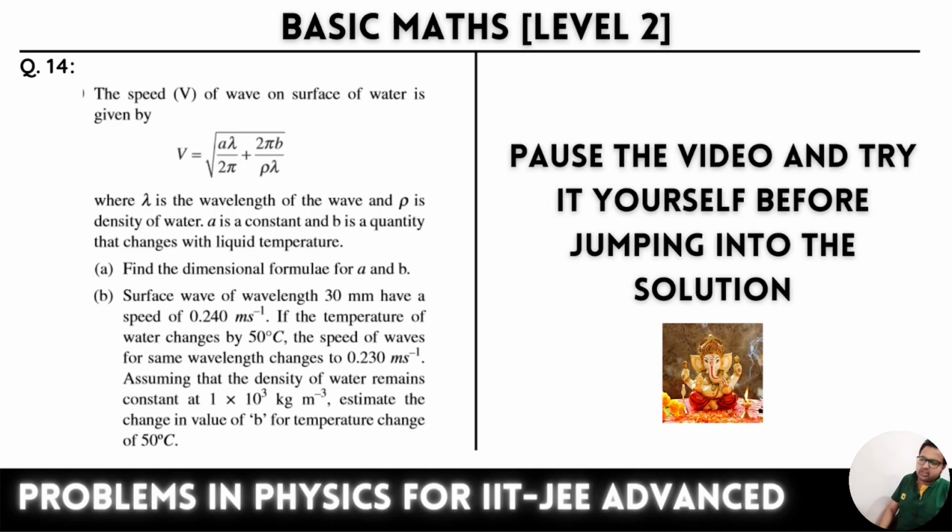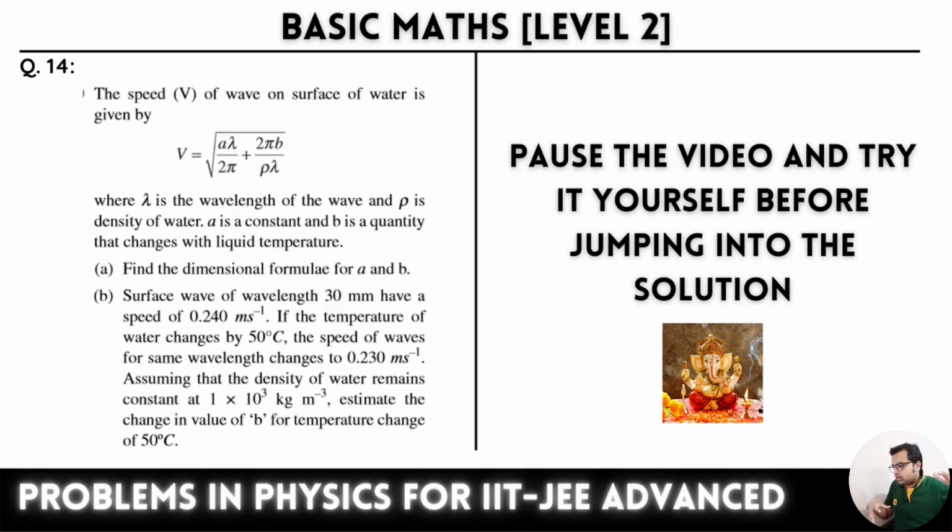So it seems to be easy. And B part is a surface wave of wavelength 30 millimeter, with a speed of 0.24 meter per second. If the temperature of water changes by 50 degrees Celsius, the speed of waves for same wavelength changes to 0.23 meter per second. So initially we have a wave of speed 0.24.